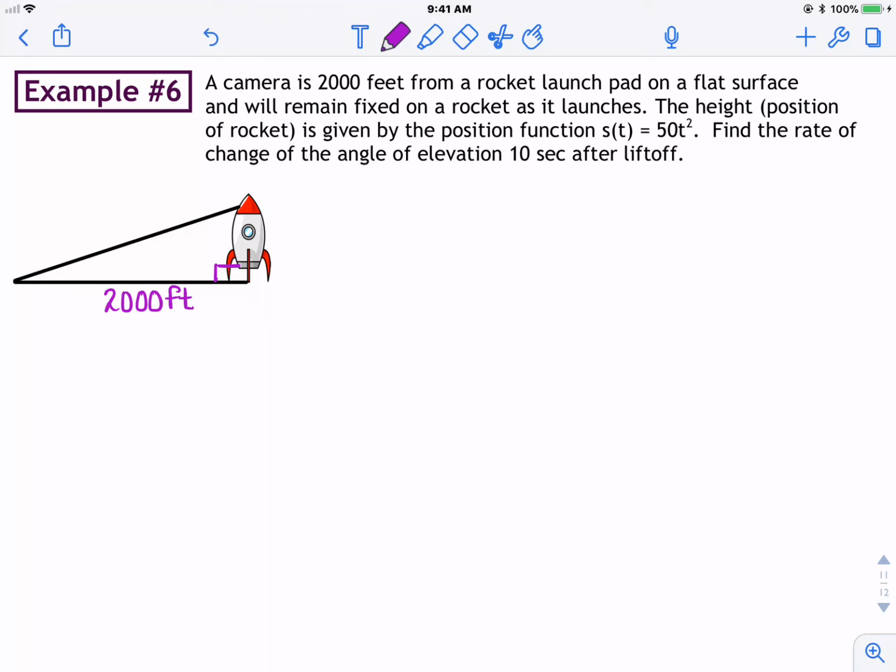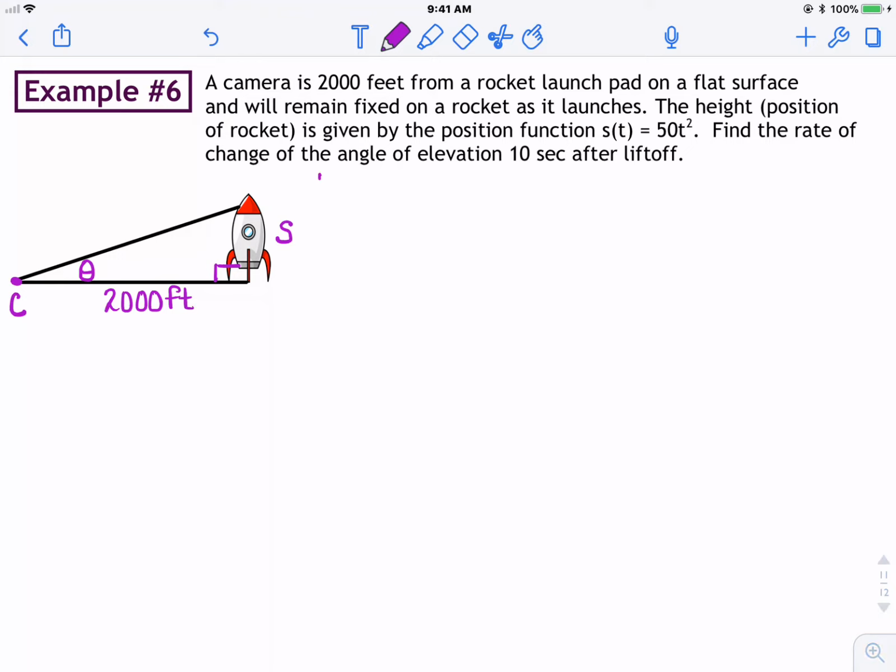And the camera's not moving, so the camera's right here. Height is given by a position function, so I'm going to call this S because that'll be the height of the rocket. And they talk about the angle of elevation, so I need a variable to describe that angle from the ground to the path of the rocket. In other words, as the camera would have to change its angle in order to stay with the rocket.